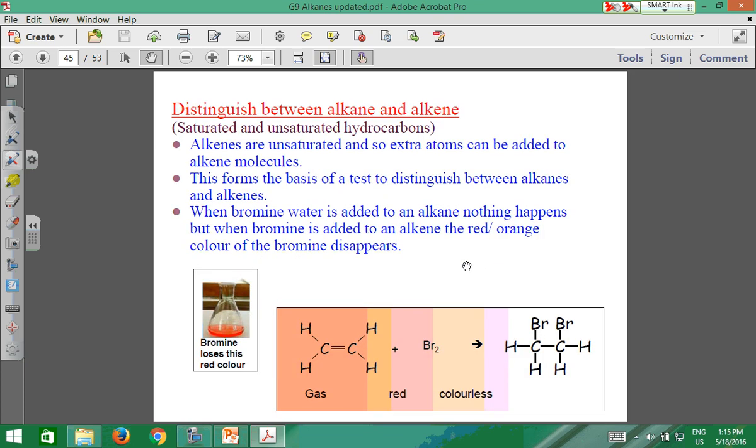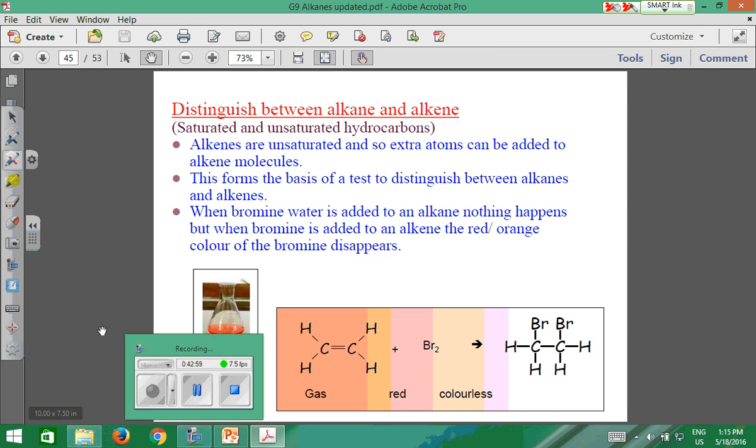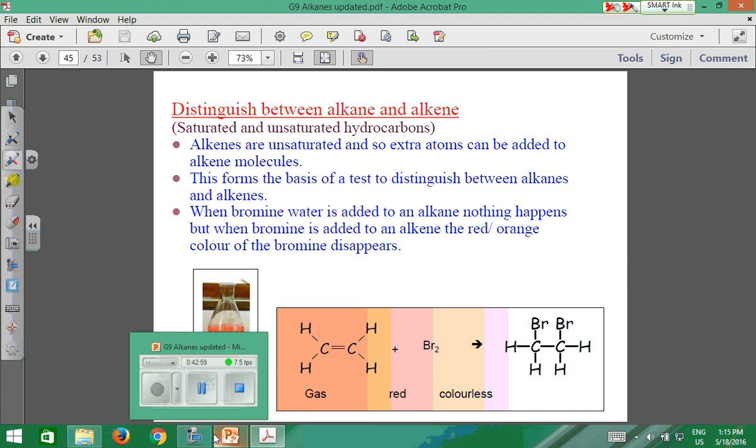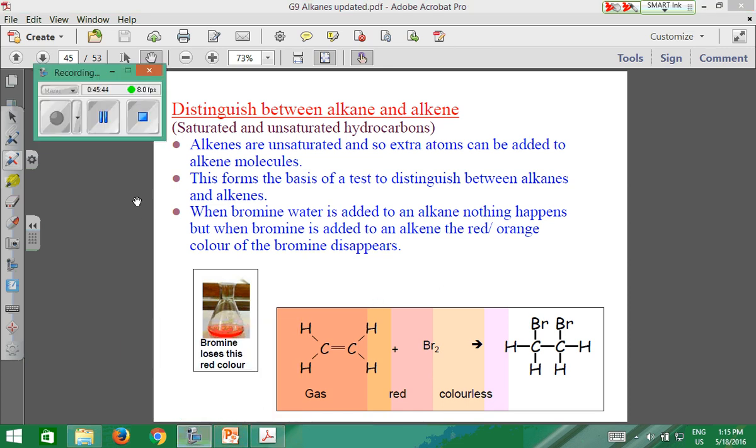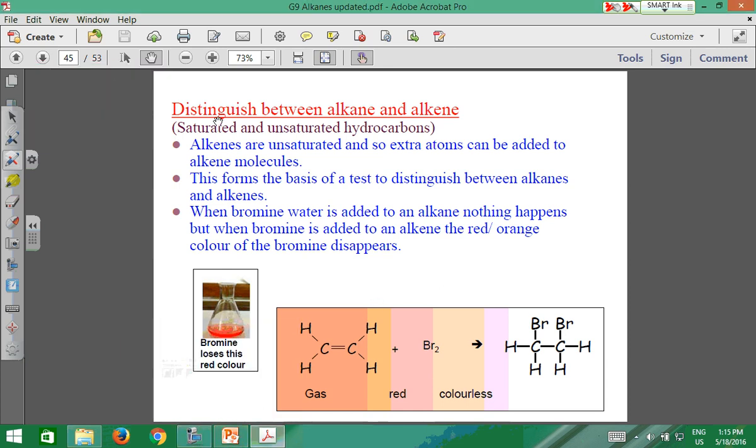How to distinguish between alkane and alkene? This is one of the most important questions which is asked in IGCSE. How can you distinguish saturated and unsaturated? How can you distinguish between alkane and alkene?